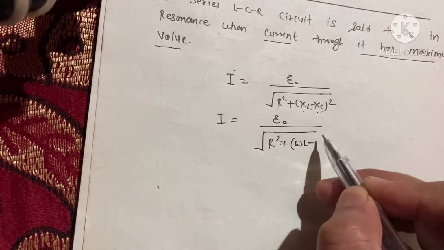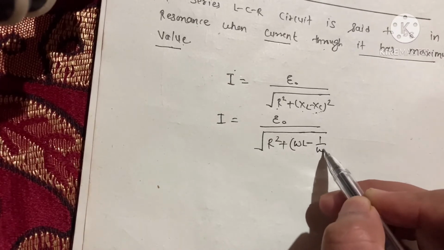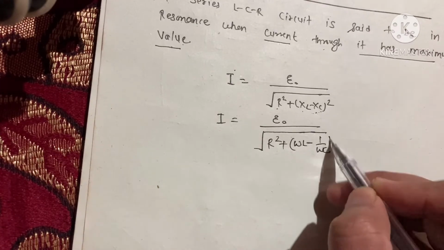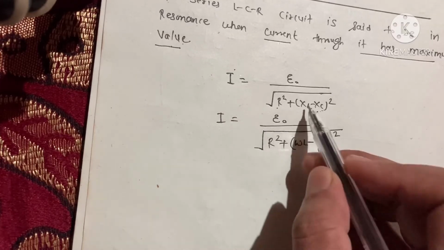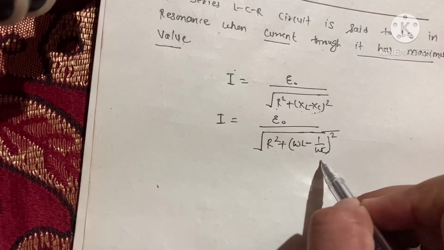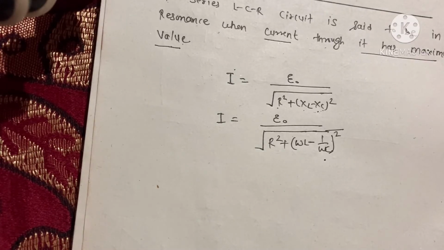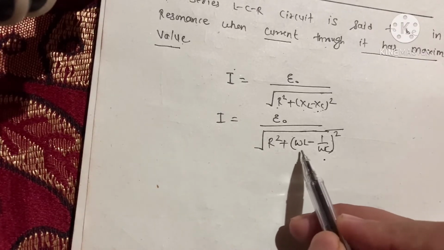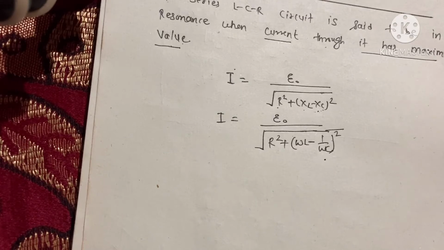Omega L minus 1 upon omega C. Remember the equation: XL is nothing but omega L and XC is nothing but 1 upon omega C. In the previous video we have already completed this topic, XL and XC.